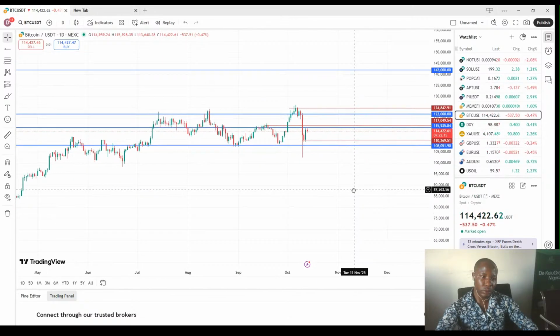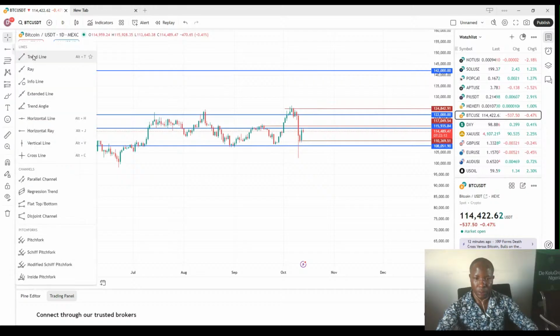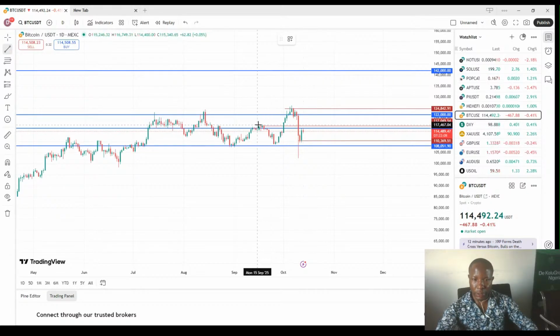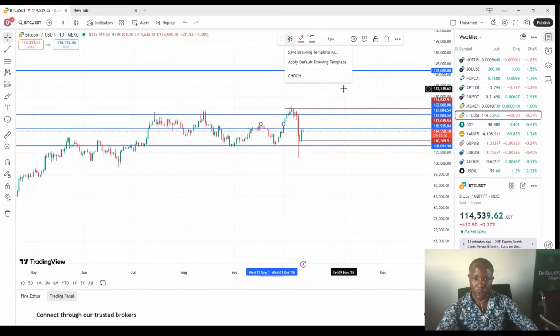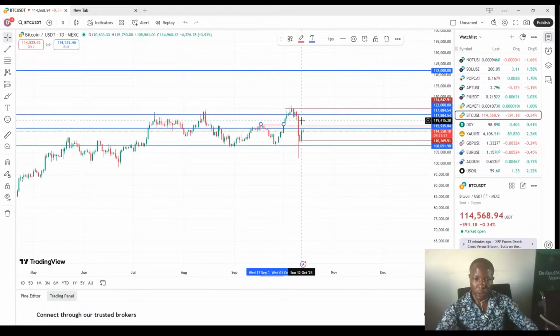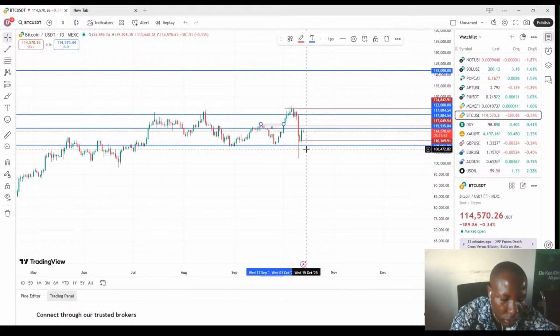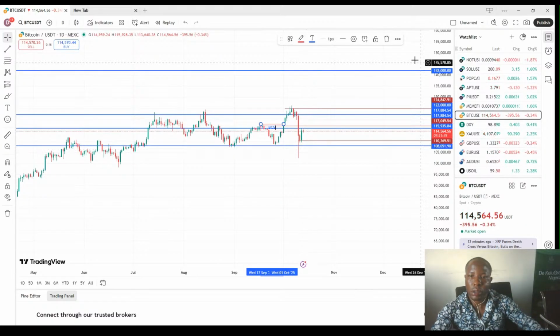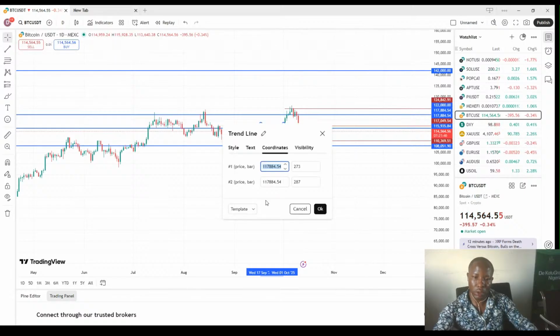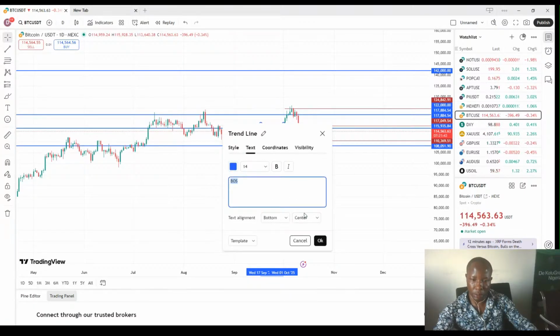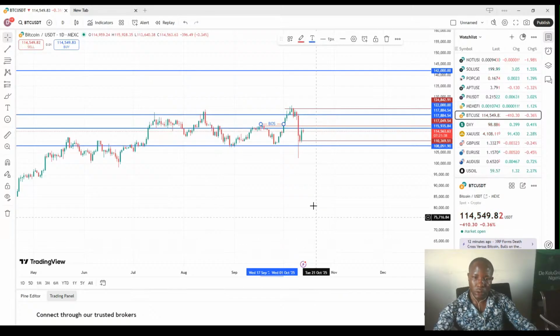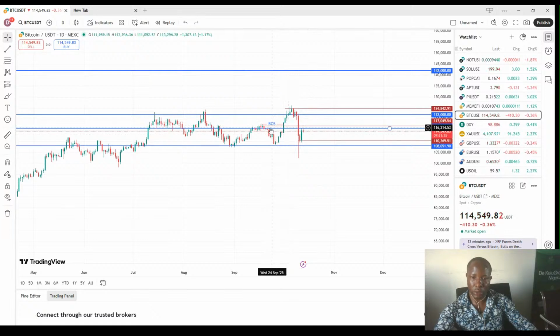So I can now start narrowing down my analysis from here. You can see that this is the current break of structure here. I will mark it out and we'll write it BOS. That is break of structure. Then we can align it to the middle and center. So this is the recent break of structure.